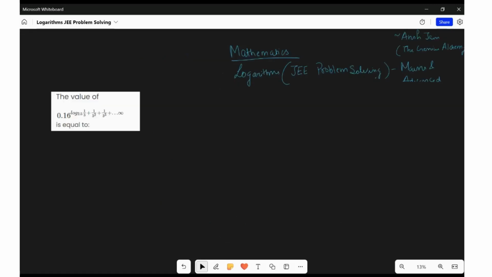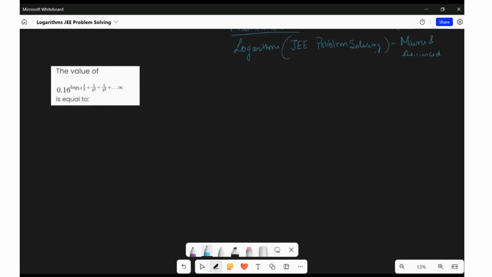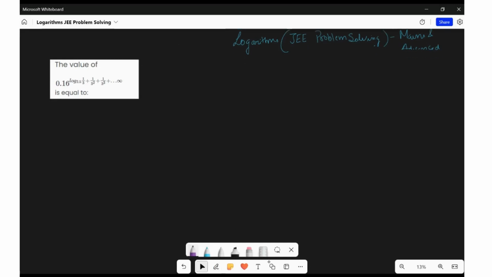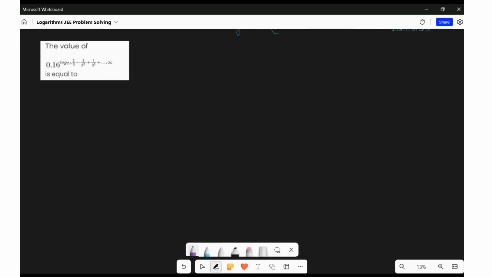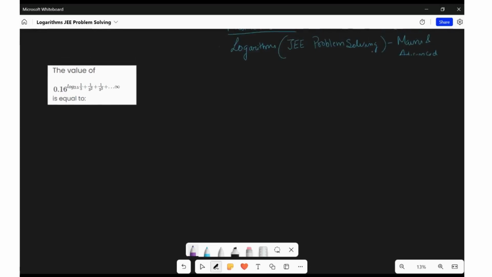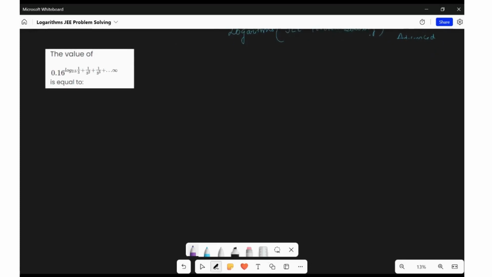Now this is again a very good problem, I would say. In this we have an infinite series, and we call it a GP. If we don't know what GP is, I'll just tell you the formula for the infinite series of GPs. So we have the question as 0.16 to the power log of 1 by 3 plus 1 by 3 square plus 1 by 3 cube plus till infinity, to the base 2.5.